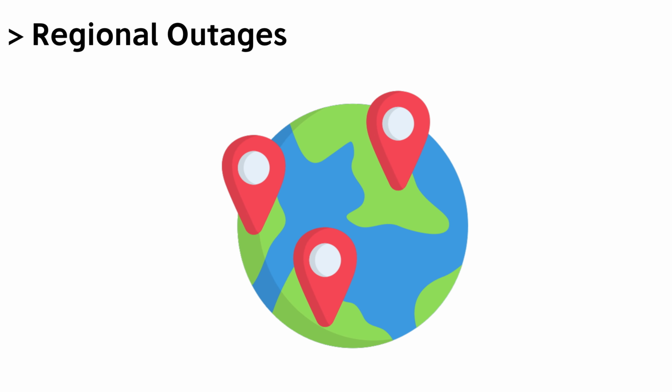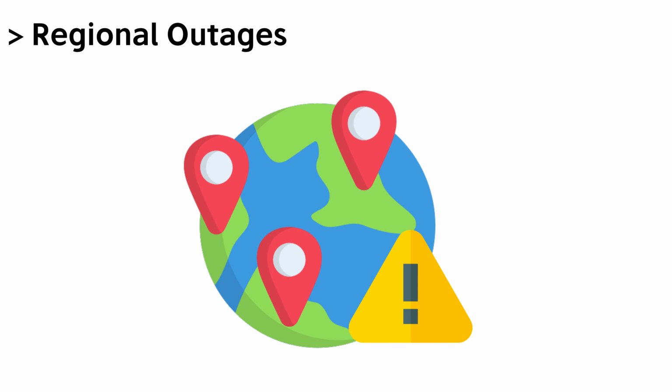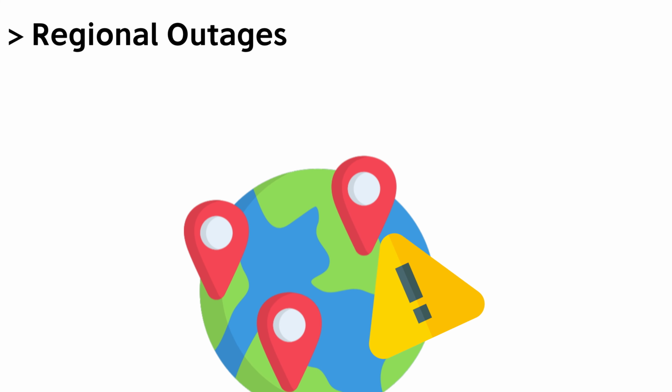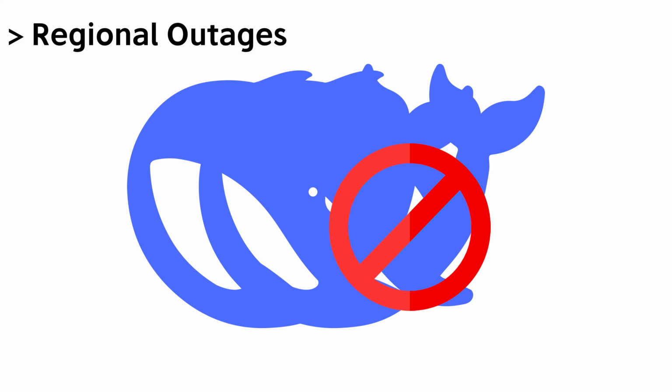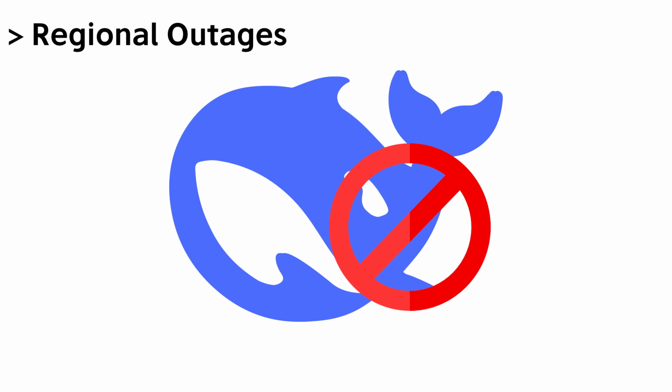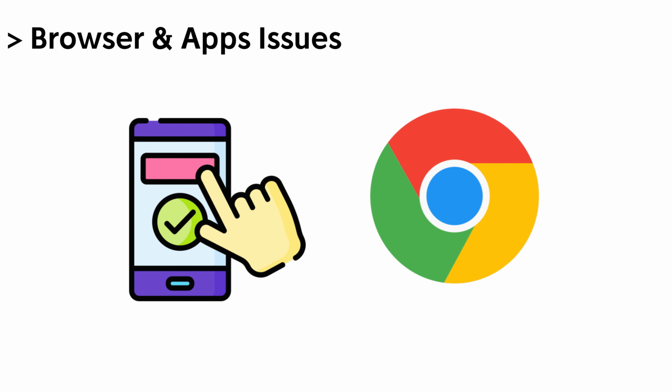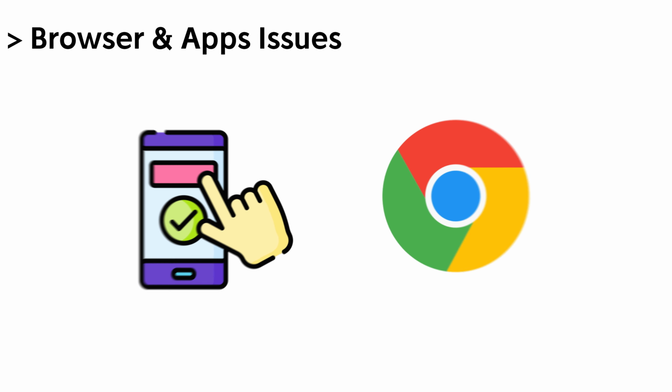Third, there might be service disruptions in your area that cause this error occasionally. Also, some countries or regions blocked DeepSeek, resulting in not being able to use it normally. It's frustrating, but it happens. Fourth, browser or app cache issues are also one of the main reasons. Now, let's show you how to fix the DeepSeek server busy error.